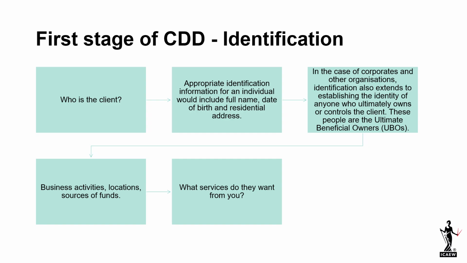You're asking them questions. In the case of corporates and other organisations, this would extend to understanding who ultimately owns or controls the client. These people are the ultimate beneficial owners and have to be natural persons. You want to understand what the client does, where they are based, the sources of funds or wealth, and also what they want from you. And this is all information that you would be gathering when you were onboarding any client, I think. But it's also part of the first stage of customer due diligence.